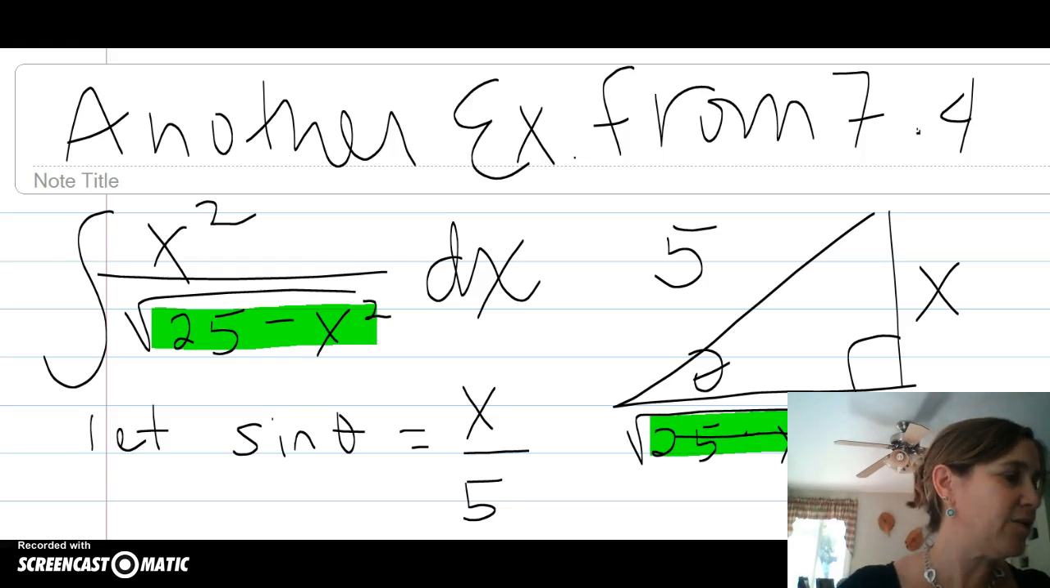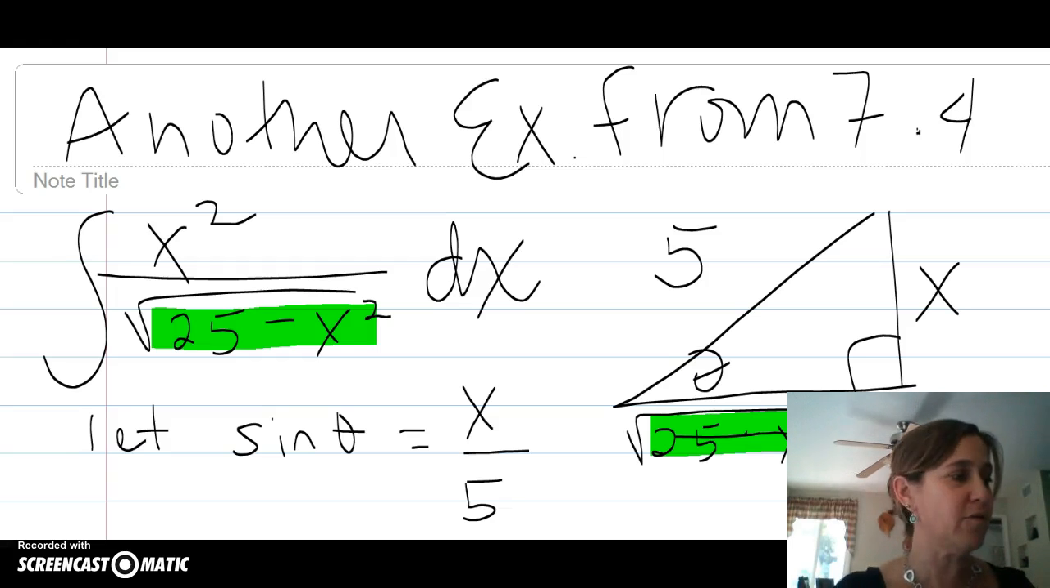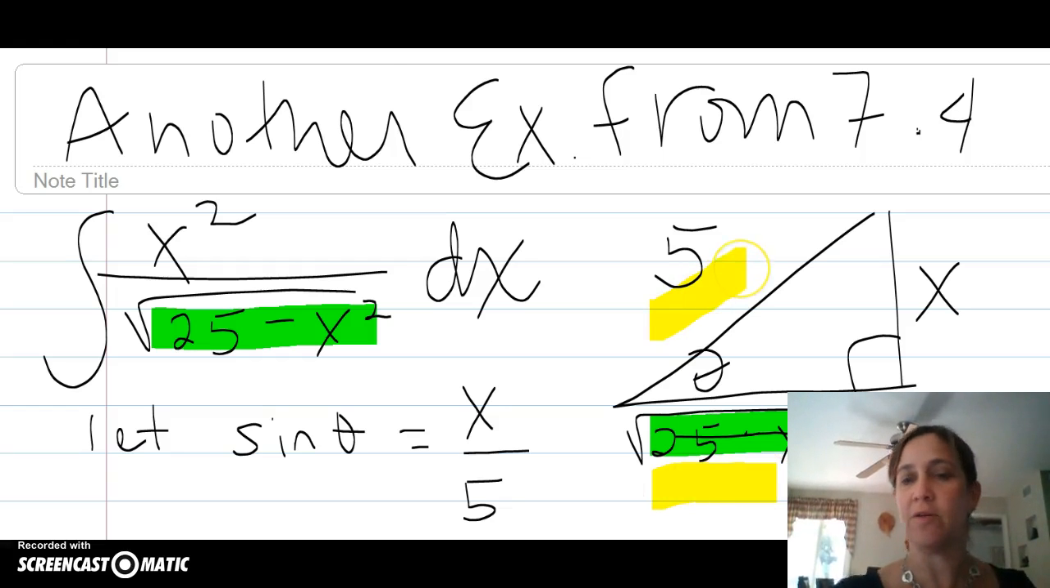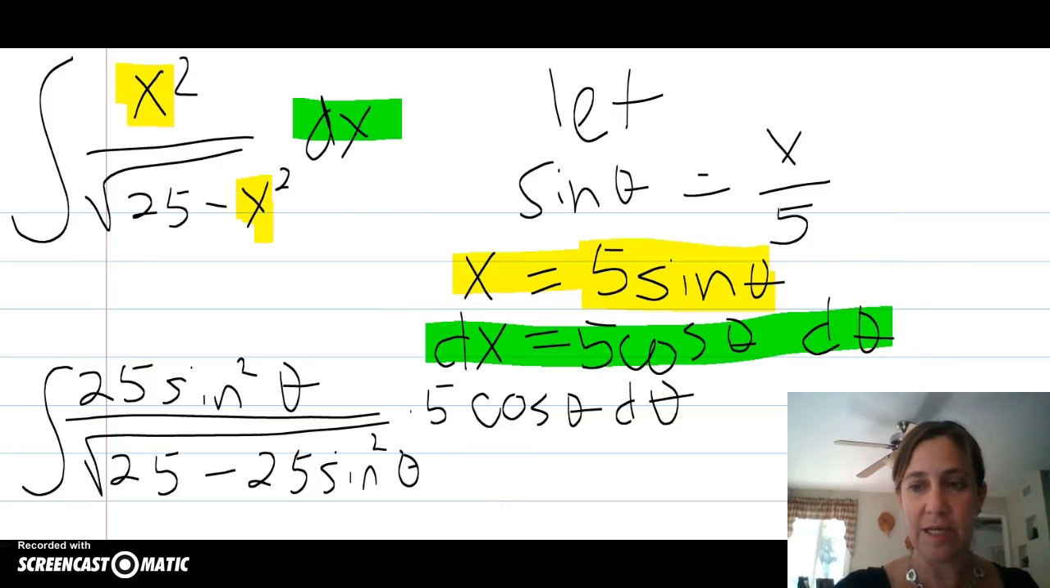Furthermore, I can notice that in this particular interval, if x has to be between 5 and negative 5, my cosine of theta, which is adjacent over hypotenuse, is always going to be a positive number, because 5 is positive and the radical is always positive. So we can assume that the square root of cosine squared is just positive cosine. Those are things you would probably assume automatically as you're doing the calculations, but they're justified in our setup.